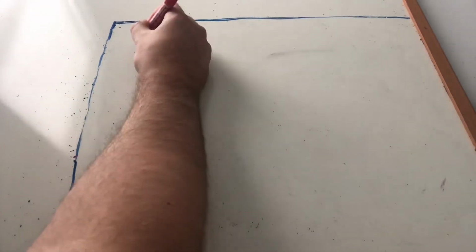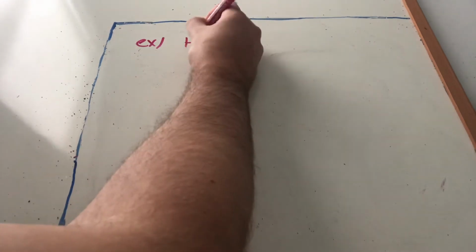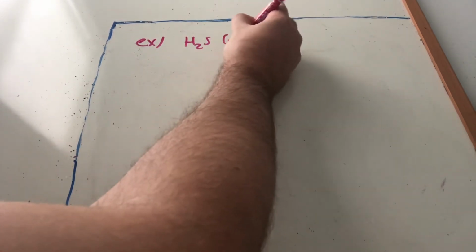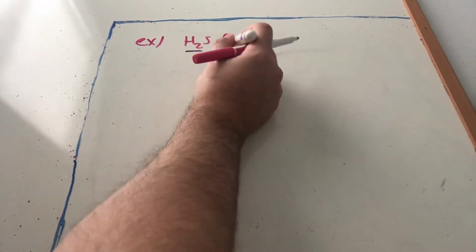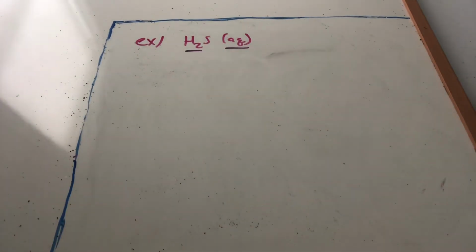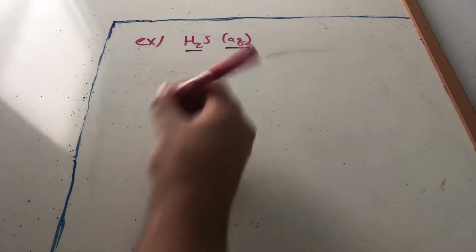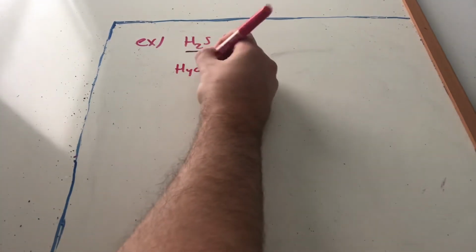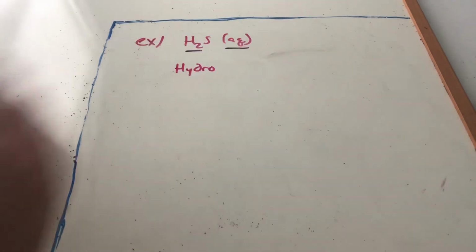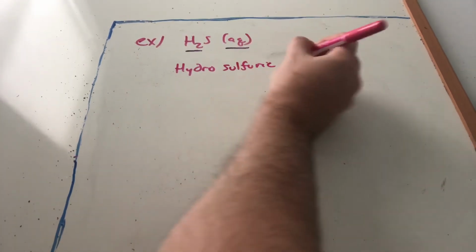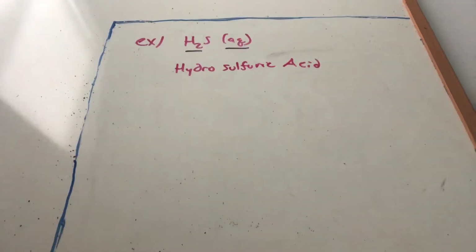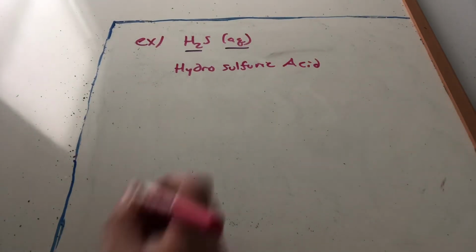Let's do H2S, aqueous, all right? Again, we realize it is an acid because we see the state given and it starts with an H. We always start with hydro, all right? This is sulfur, so it's going to be hydrosulfuric acid. Right, hydrosulfuric acid.